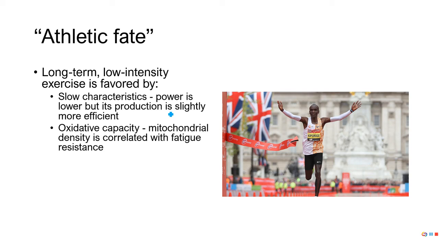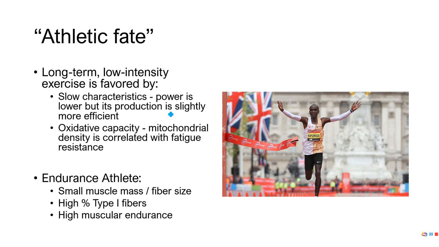He's going to have high mitochondrial density because he's able to use all of the oxygen and produce all of the ATP. Okay, so this is an endurance athlete. So small muscle mass, like you look at him, he's nothing, right? He's very small. I don't know what his height and weight is, but he's going to have a lot of type 1 fibers, but he's also going to have a high amount of endurance.